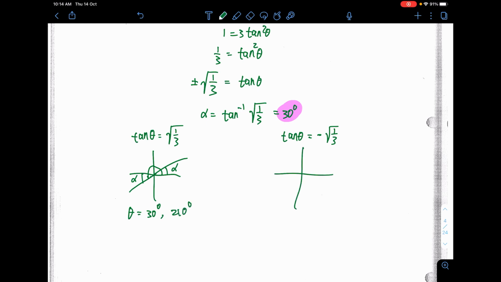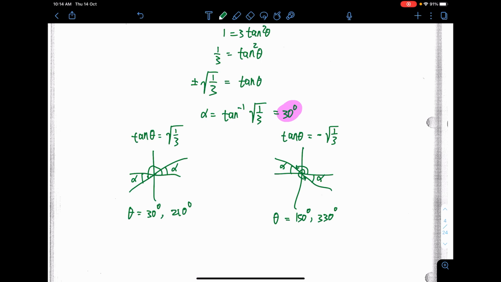Likewise for the other question here, tangent theta is negative. So there are two locations where tangent theta is negative. It can be here or it can be there. This is the alpha. So for this case, theta can be 180 minus alpha, which is 150 degrees. And then the other one is the rotation all the way there, which is 360 minus 30.